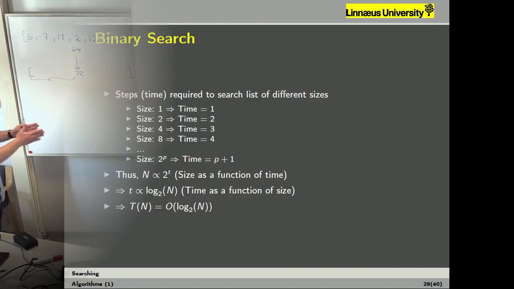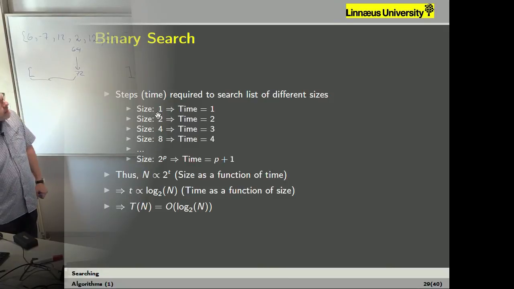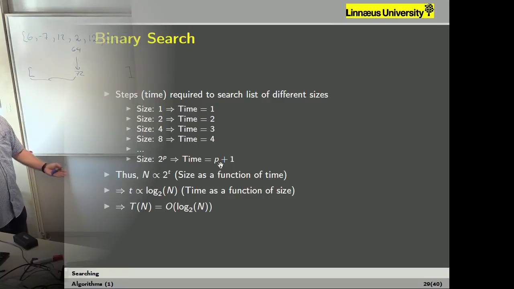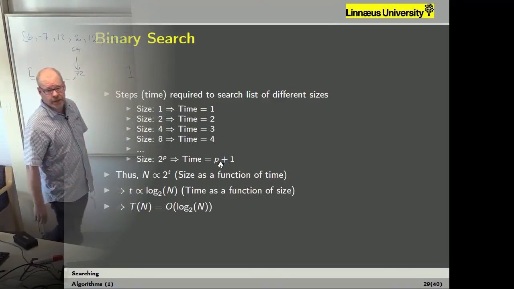How many halving steps do we need to take? Well, if the input size is 1, we can always decide whether we have found it or not in just one step. If the input size is 2, we might need to move to the other half and look for it there. If the input size is 4, we might need 3 steps to go through all the elements. If the input size is 8, we need 4 steps. If the input size is 2 raised to the power of p, we might need p plus 1 steps to halve it and find it.